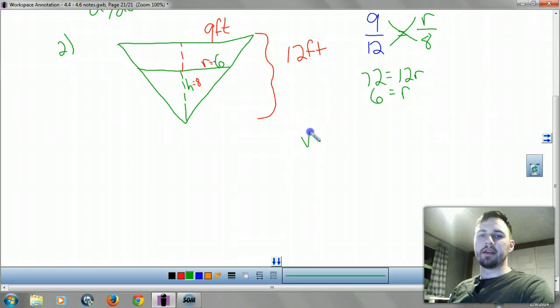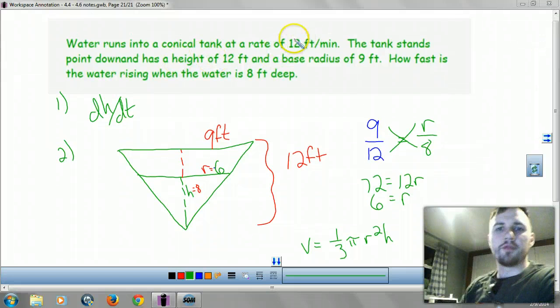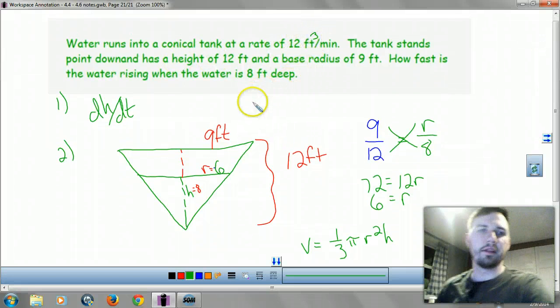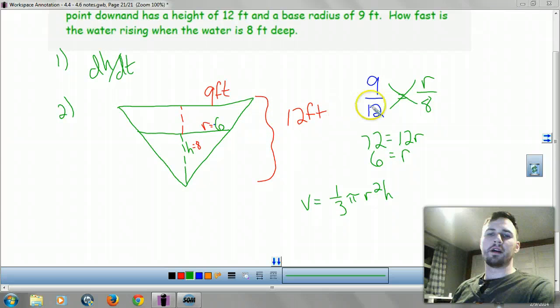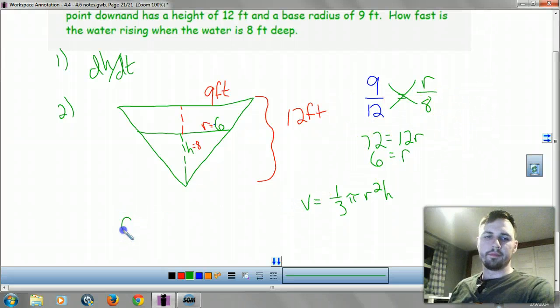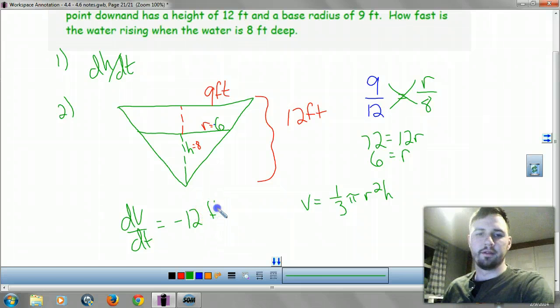Here's a formula I'm going to be looking at. Volume equals 1/3 pi r squared h, right? In this problem, the water's running out at 12 feet cubed per minute, right? So that means our dV over dt is negative 12, because we're losing it. Feet cubed per minute.